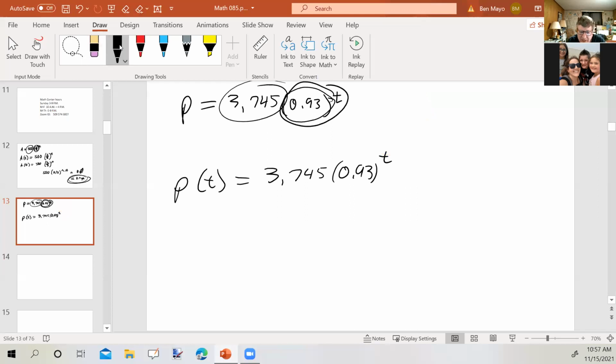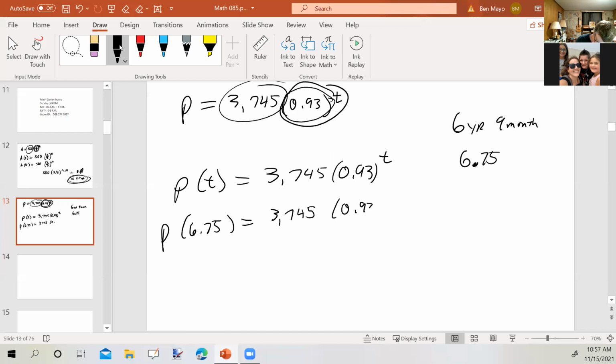So if T is measured in years, 6 years, 9 months, careful. How would you write that in years? It'd be 6 point what? 9 months is what fraction of a year? 3/4. So what would that be as a decimal? 0.75. Good job.